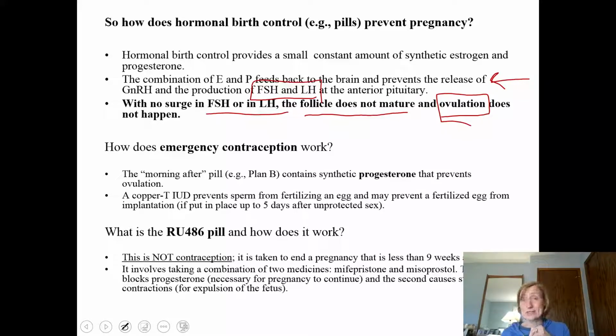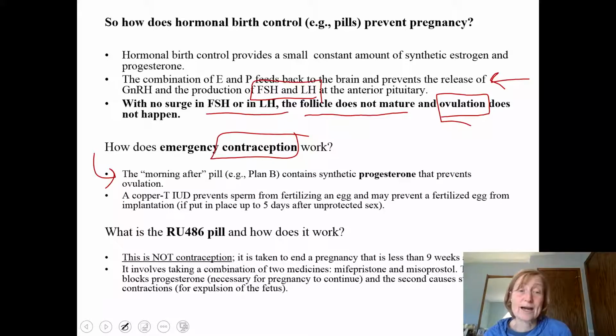What about emergency contraception? So you've had unprotected sex and you're like, oh no, I need to do something. Yes, you can. There's the morning after pill, Plan B. What that does is it contains progesterone that prevents ovulation. A big dose of progesterone is going to prevent you from ovulating. That's good if you want to have contraception after unprotected sex.